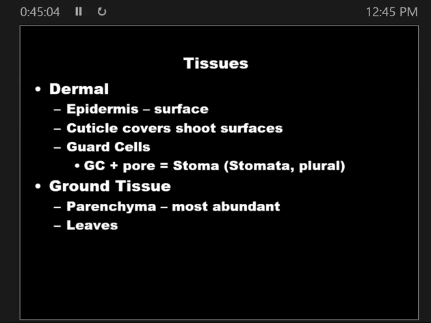Leaves are kind of a special case. When you look inside of a leaf and look at their ground tissue, we tend to see palisade parenchyma and spongy parenchyma. All right, so these are types of parenchyma. Palisade parenchyma and spongy parenchyma. And we give them different names because visually they look very different. And so we call them different things. But they're a type of parenchyma.